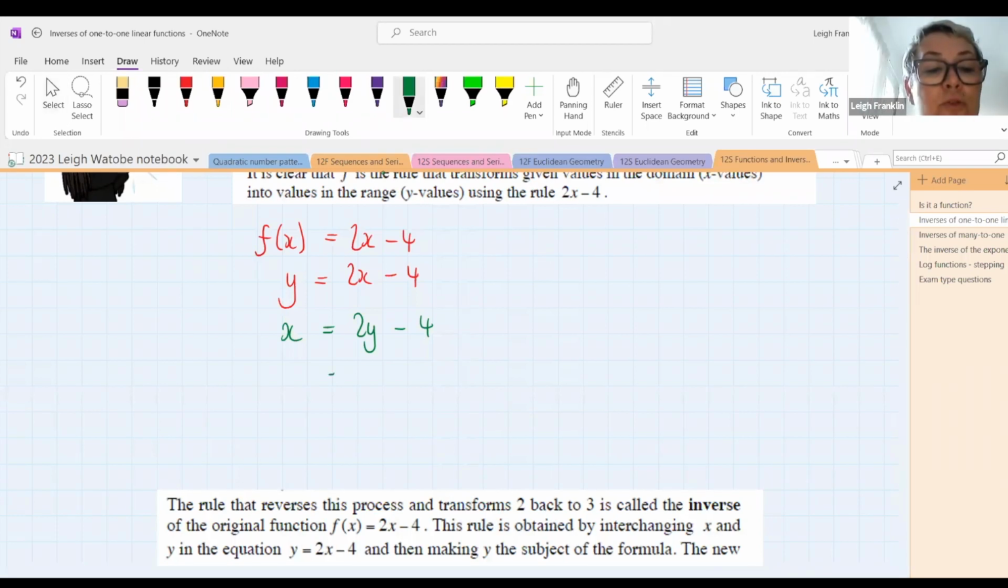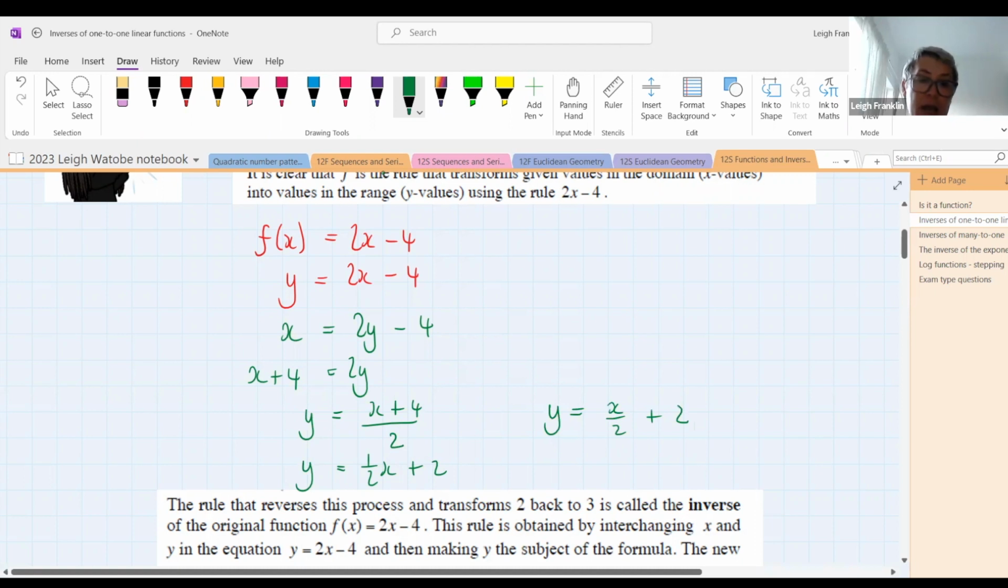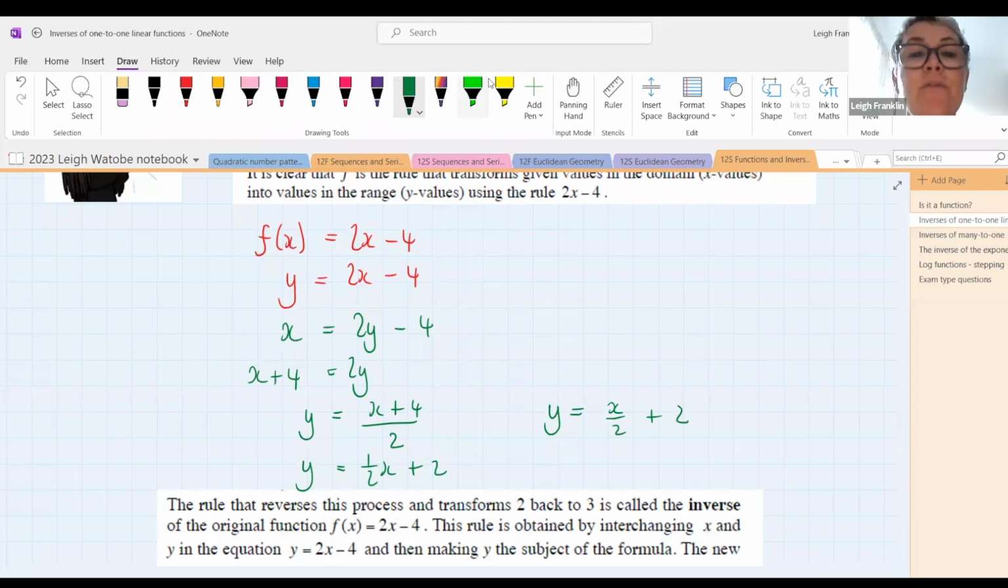If I leave 2y on the right-hand side and I take the 4 over to the other side, I would end up with 2y equals x plus 4. Now dividing through by 2, I would end up with y equals x plus 4 over 2. This can also be written as y equals half x plus 2. Or if you wanted to, you could also write it as y equals x over 2 plus 2. It all means the same thing. Is everybody happy with that so far?